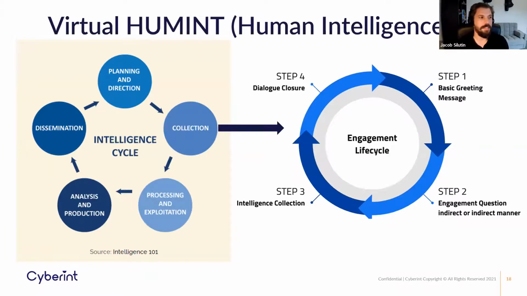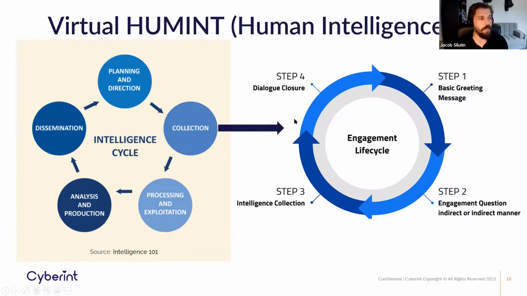What we do is a subset of human intelligence, which is called virtual human intelligence, meaning we conduct conversations with people and we talk to people in the virtual space. Now, the intelligence cycle is comprised of a few stages. We plan, we collect, we process, analyze, and take actions to mitigate or disseminate the analyzed intelligence, and the cycle continues and goes on.